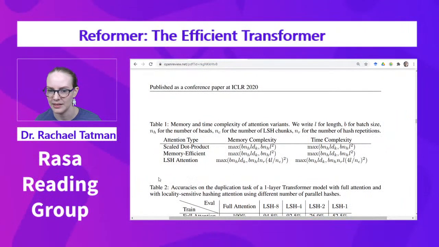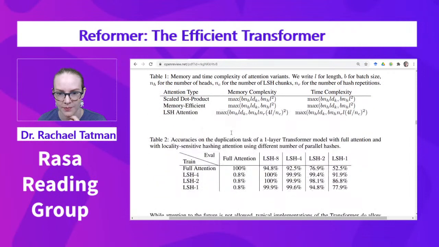All right, and that's in here. And here they're just talking about the time complexity. What you should get from here is that LSH attention is faster. So, time and memory complexity: how much storage does it take and how long does it take to run?